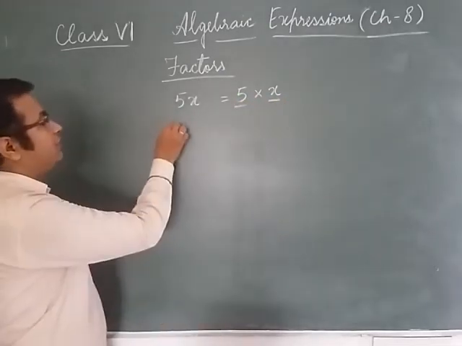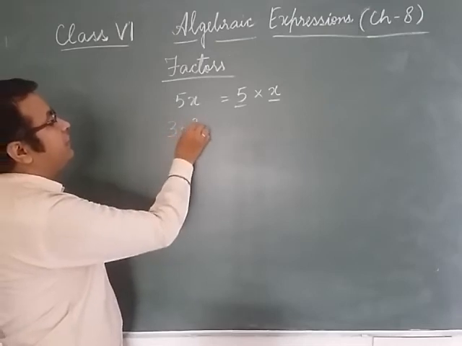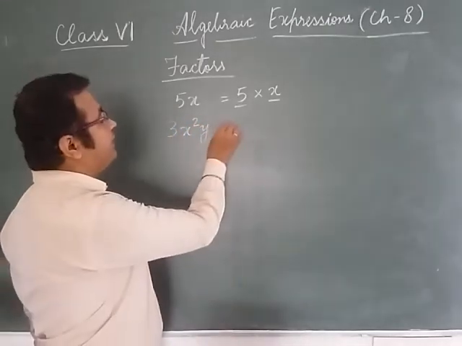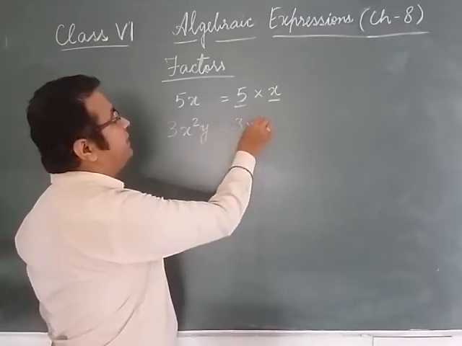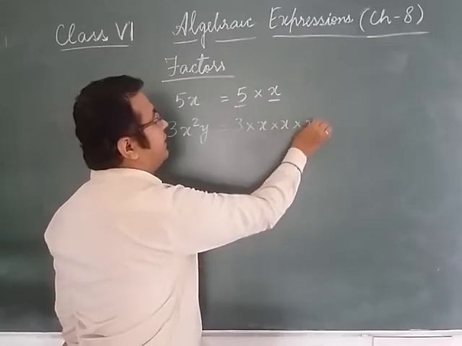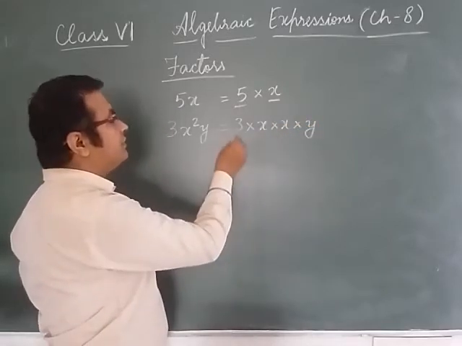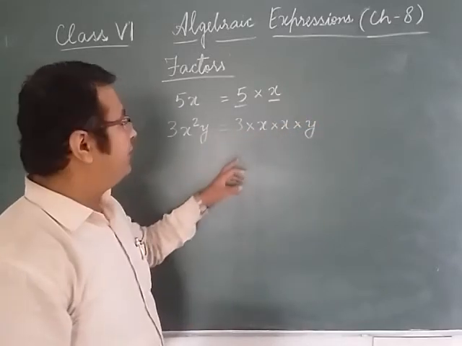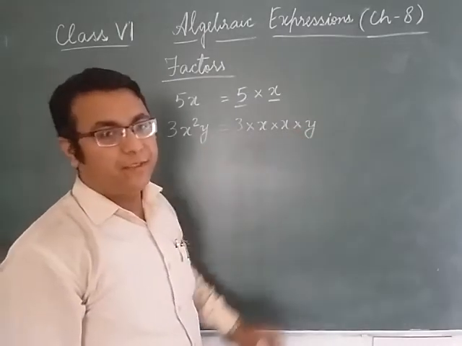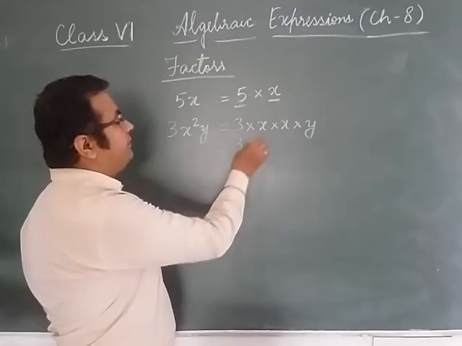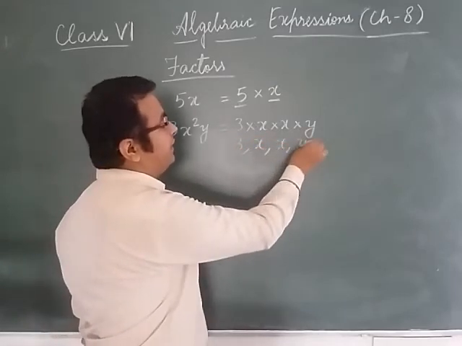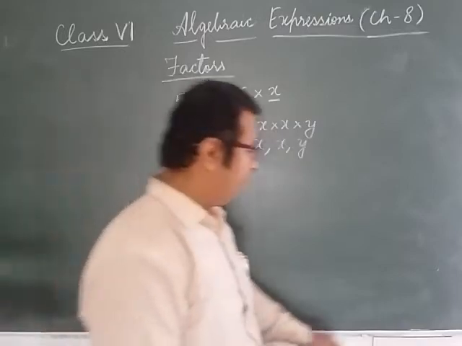One more example, suppose I have 3x square y. Okay, this can be written as 3 multiplied by x square, which can be written as x into x, into y. So these are the factors of 3x square y. The factors are 3, x, x and y. Okay. You can write the factors like this: 3 comma x comma x comma y. Okay, so these are the factors.